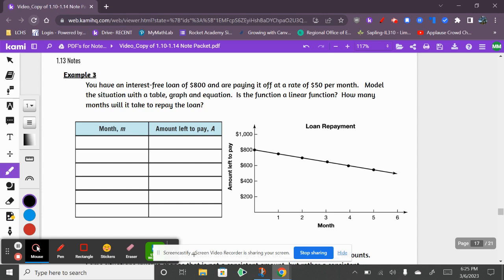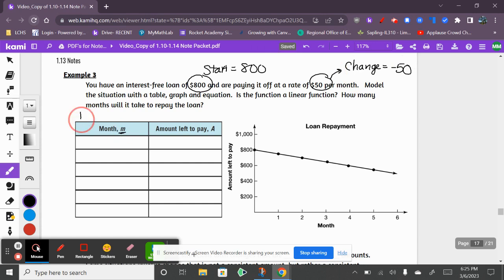So in this example, we have a table that has not been completed yet, but we do have a graph that was completed for us. With this one, our starting value is $800 because that is what we're beginning with. The change is that we're paying it off at a rate of $50 per month, so we have a change of minus 50. It's going to decrease by 50.